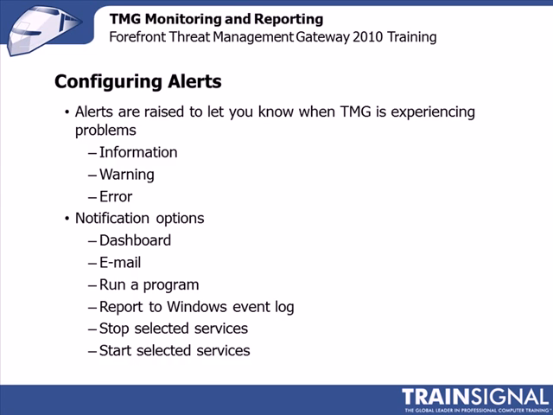You can also choose to run a program. So you may want to have something recycle, for example, if there's a particular problem with the Threat Management Gateway service. You can have the alert written to the Windows log, so to a Windows event log. This is particularly useful for those organizations that pull the Windows event logs together into a central repository and then do a monitoring against that, or for those that are using System Center Operations Manager in some ways. Or you can stop and start selected services. So if a particular service goes bad, you can actually have that service automatically stopped and restarted in Threat Management Gateway.